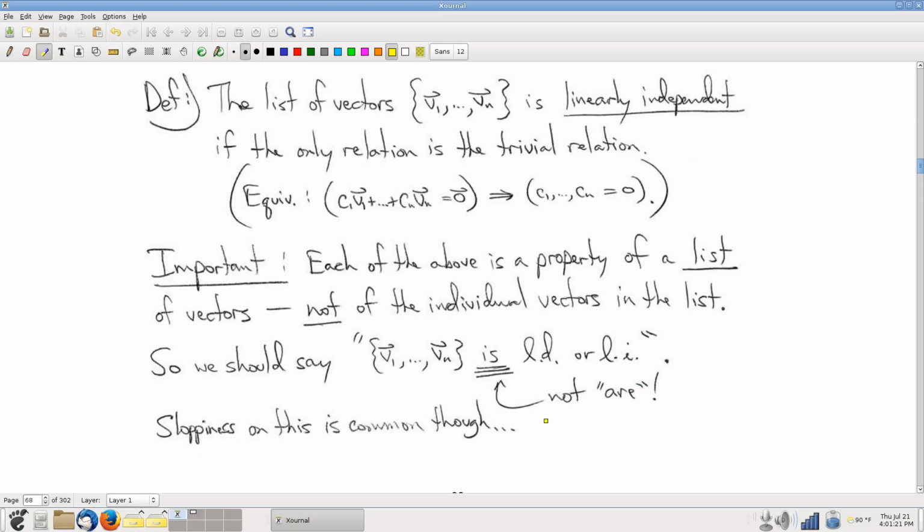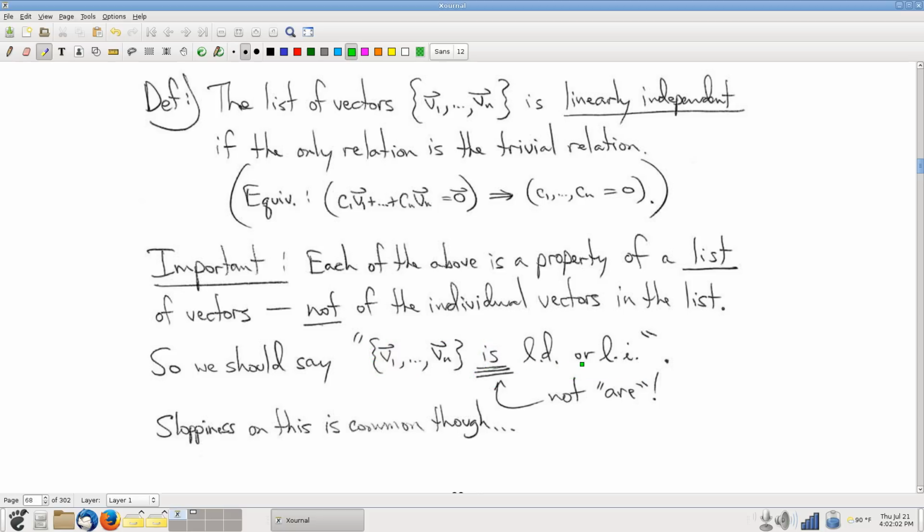Well, saying "are" in that place would suggest that we're talking about properties of the individual vectors. And we're not. We're not talking about a property of v1. I'm not saying that v1 is dependent, and furthermore v2 is dependent, etc., and furthermore vn, and therefore all these vectors are individually dependent. That's absolutely not what we're talking about. We're talking about the list as a whole, which is importantly singular, and therefore importantly is dependent or independent.